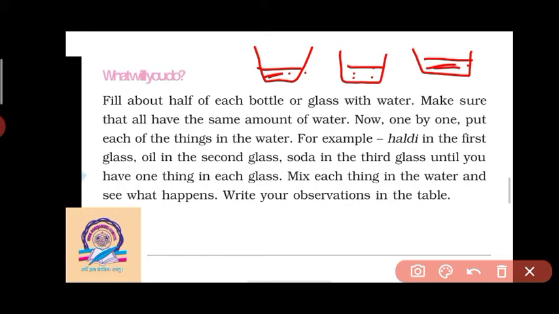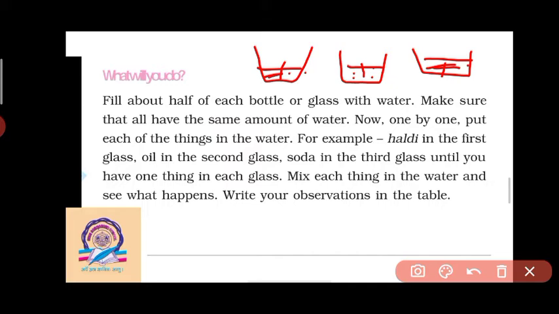And now what are you supposed to do? Now one by one put each of the things in the water. For example, haldi in the first glass. So in the first glass you are supposed to put some haldi. In the second glass you will put some oil. In the third glass you will put some caustic soda. In the fourth glass you can put some sugar, salt, etc.